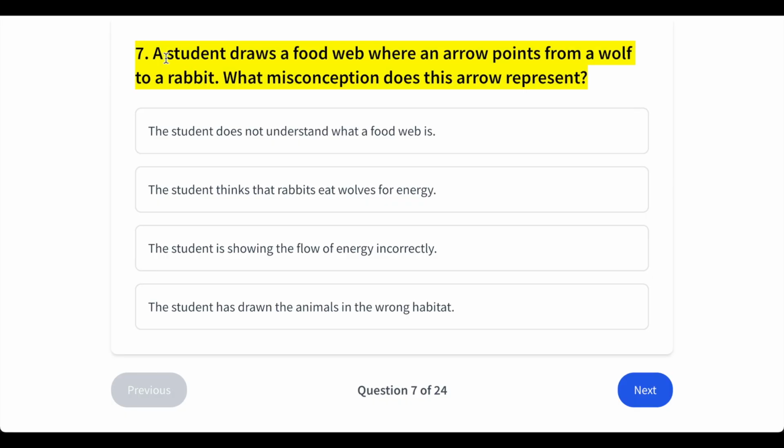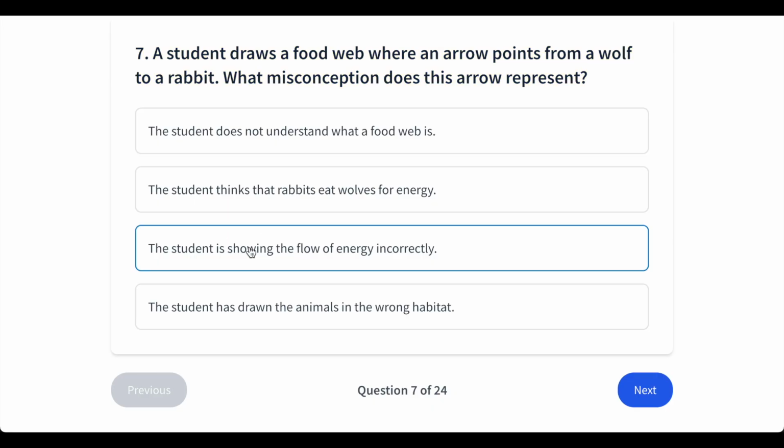This is question number 7, and it asks, a student draws a food web where an arrow points from a wolf to a rabbit. What misconception does this arrow represent? The answer is C, because in a food web, the arrow must always point in the direction of energy flow from the organism being eaten to the organism that eats it.